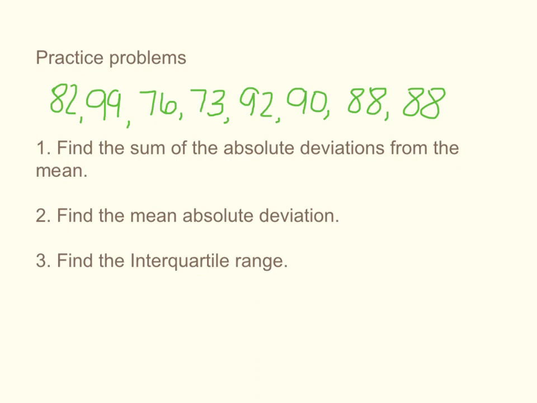And here are 3 practice problems. I know this was a little difficult, but go back and re-watch the examples if you need help. The first one, you're finding the sum of the absolute deviations from the mean, just like we did in example 1. Number 2, you're finding the mean absolute deviation, like example 2. And number 3, you're finding the interquartile range, like example 3. So please go back and re-watch those if you need to.